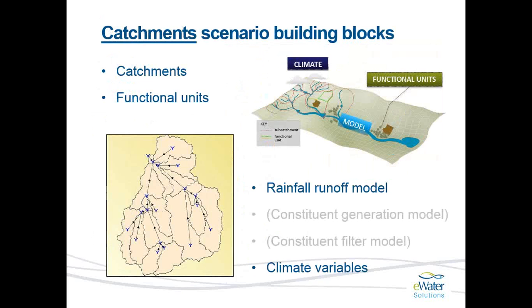When you start building a catchment scenario in Source, you derive catchments. You will then add functional units to these catchments. Functional units are areas of similar runoff response. Source then provides a number of rainfall runoff models that can be added to the catchments and functional units and applied. And then finally, we will add our climate variables which drive the whole process.